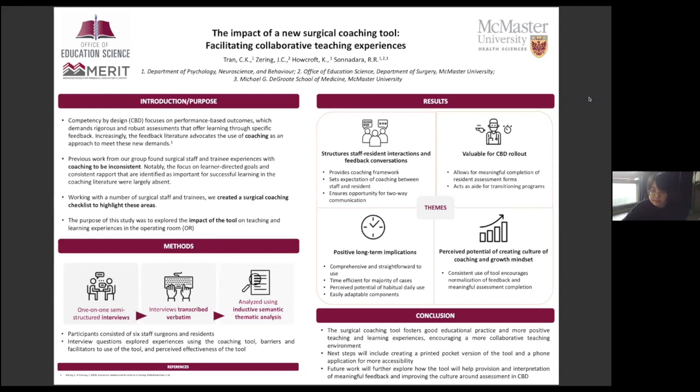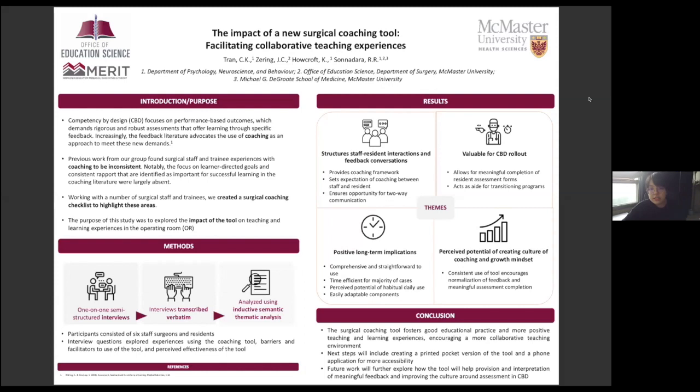The staff believe that the tool is useful for all years of residency, whilst the residents believe it's most beneficial for the year they're currently in. Junior residents report that the tool is useful to learn their roles in the OR and set up a relationship with the staff. And the senior residents believe it's useful for goal orientation and more directed feedback for their future practice. All participants also note that there's a potential for cultivating more of a culture of coaching and growth with continuous use of the tool.